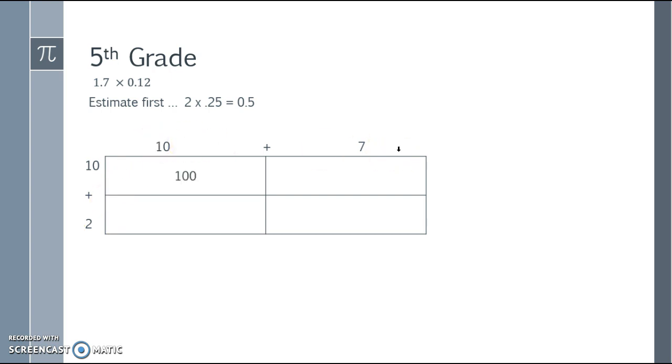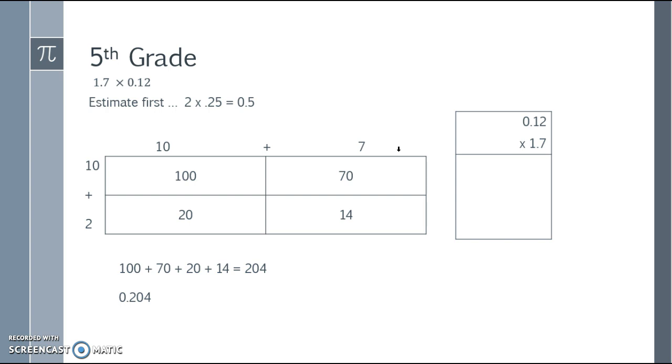So 10 times 10 is 100. 10 times 7 is 70. 2 times 10 is 20, and 2 times 7 is 14. Adding them all together, we end up with 204. Well, our estimate says it should be about half, so our decimal should give us 204 thousandths, so our decimal should go before the 2.